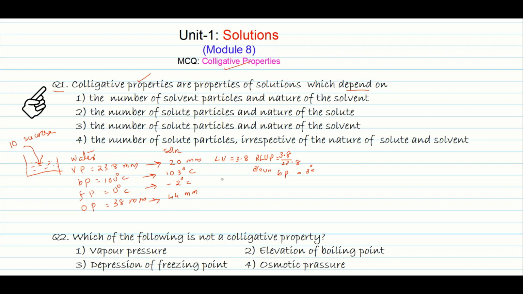Then we have a decrease in freezing point, here we say depression of freezing point. Depression of freezing point means decrease in freezing point. Here it is 2 degree Celsius. Osmotic pressure change it is 6 millimeter. So we have 4 properties: RLVP, elevation of boiling point, depression of freezing point, and osmotic pressure.